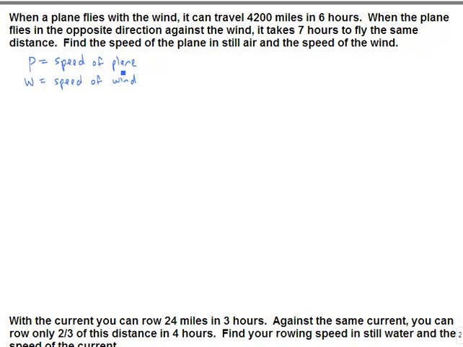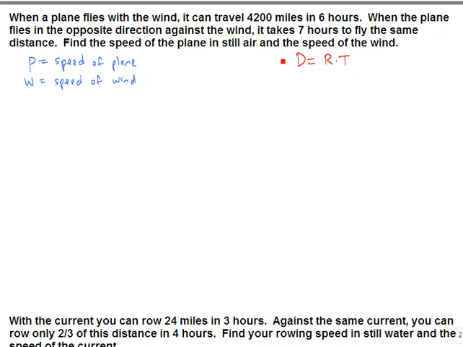Now notice the kinds of things they're telling me in the problem. 4,200 miles, 6 hours, and we're looking for speeds, which are also called rates. So we're given some distances, some times, and some rates. And what you should remember is that there's a relationship between those three things. Distance equals rate times time. So that's the overriding formula that we're going to be using for this problem.